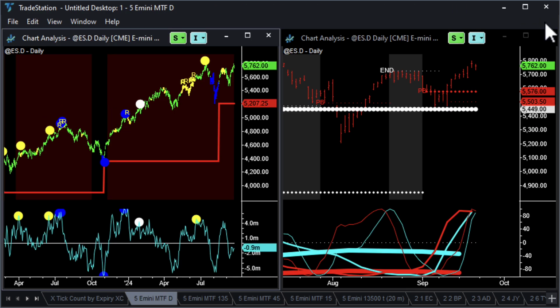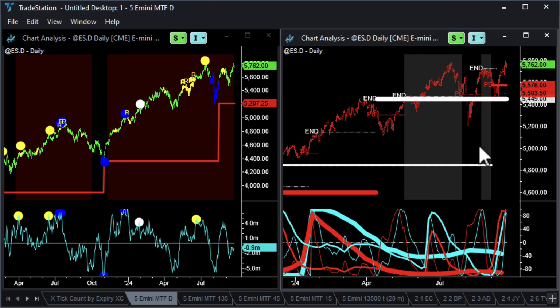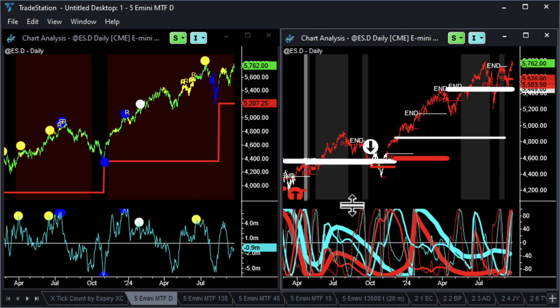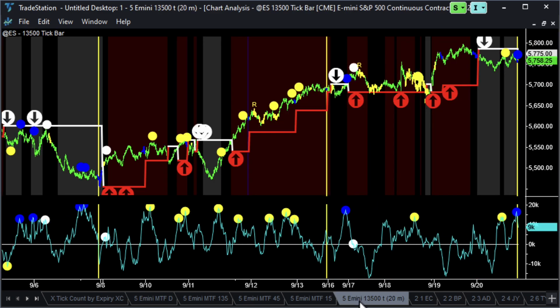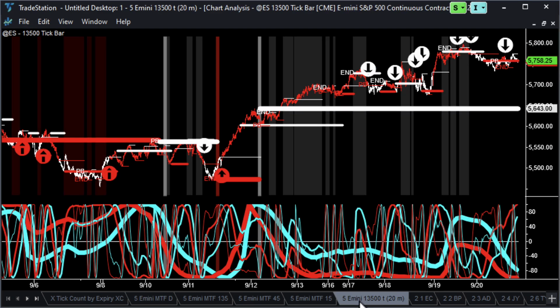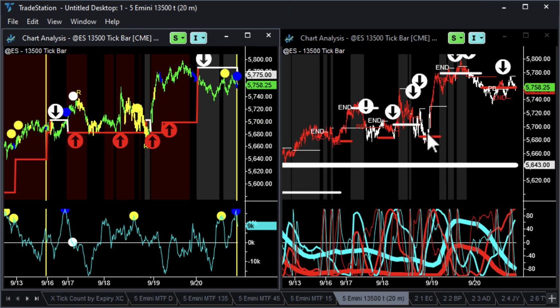The E-mini is certainly looking interesting this week to take us through 5800, but the question is, are we going to have a little bit of weakness first on the 13,500 tip bar chart before that sets up for the next leg? So I hope your trading is going well, and looking forward to next week's trade.